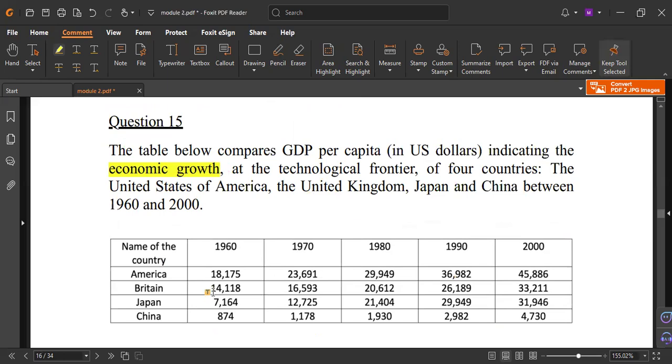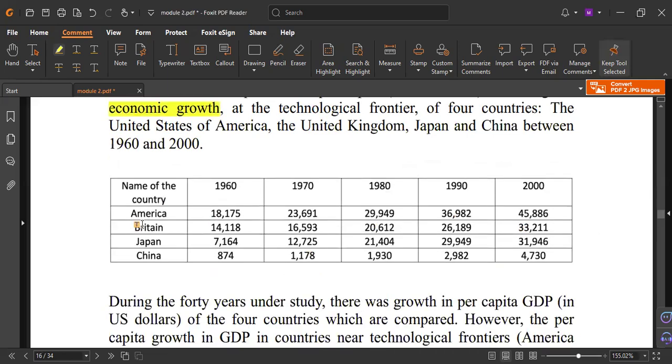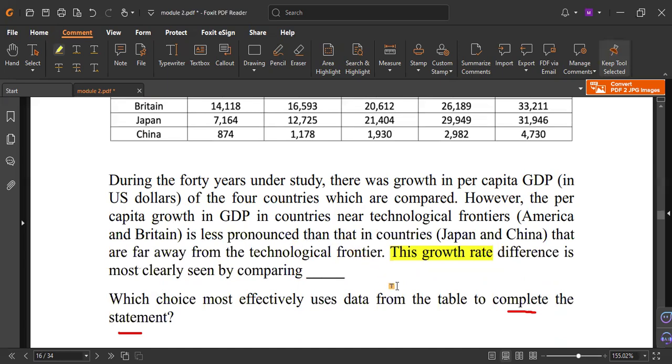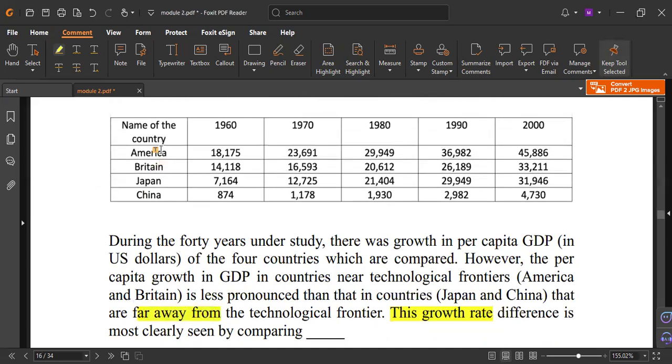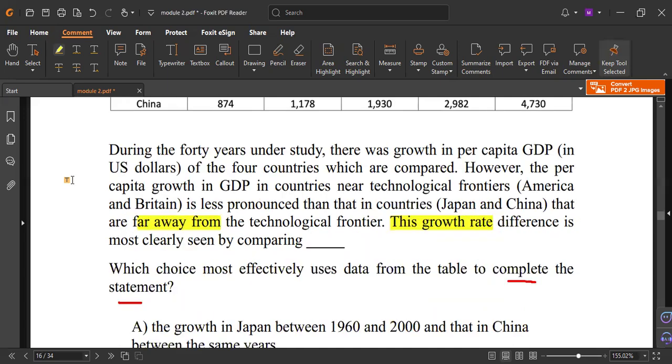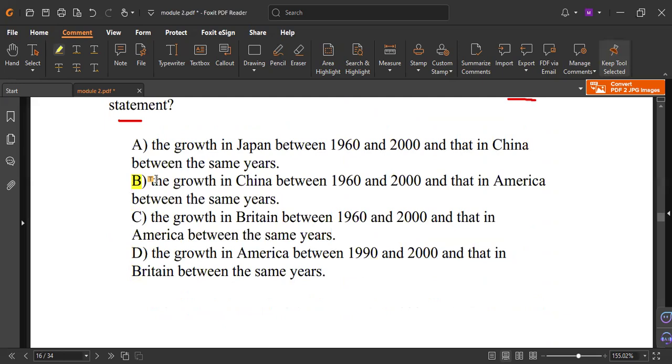How about Britain? 14, 16, 20, 26, 30. Does this make sense? Yes, but for the too far between America and China. Catch it? So yeah, this makes sense, that is too far. As he mentioned here, they are far away. So I cannot make a comparison between America and Britain because they are not too far, unlike America and China. Feel it? Yes. That's why. So it is correct for the too far.